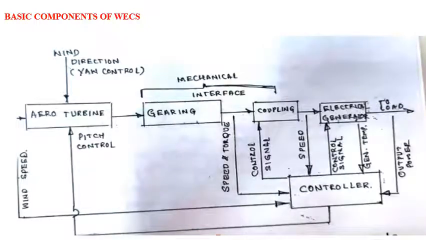So here you can see the aero turbine, which converts energy in moving air to rotary mechanical energy. In general, they require pitch control and yaw control. We will see what pitch control and yaw control are. This pitch control and yaw control is only in the case of horizontal axis wind machines, for smooth operation.